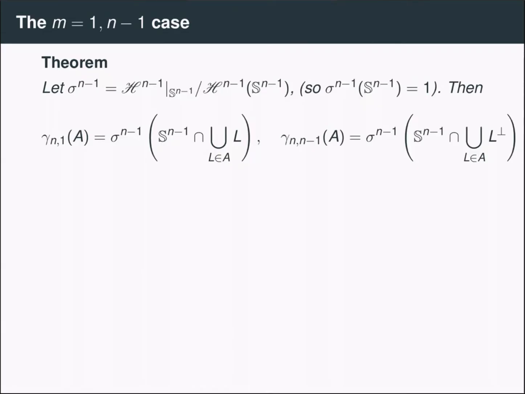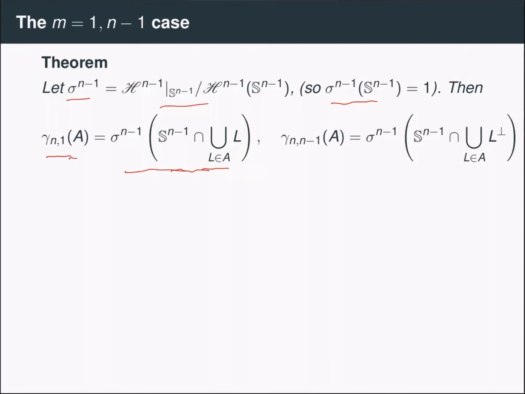There's a natural way of identifying the Grassmannian measure on the set of lines and hyperplanes with surface measure on the sphere. We're going to let sigma^(n-1) denote normalized surface measure on the sphere. In this way, the measure of the unit sphere is just equal to 1. Then we can identify the Grassmannian measure on the set of lines with surface measure as follows. Given a set A of lines, we take the union of all the lines in this set intersected with the unit sphere and then take its surface measure. This turns out to be equal to gamma_{n,1} of A.